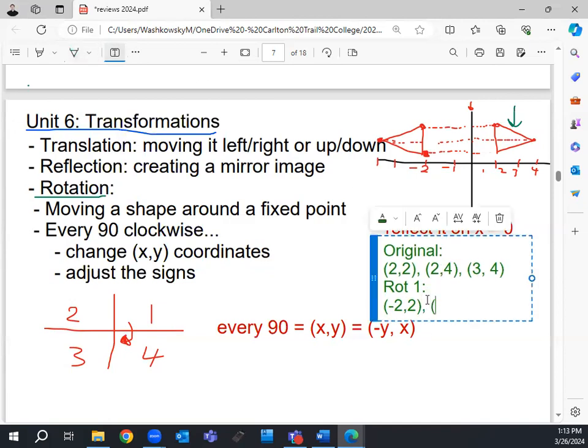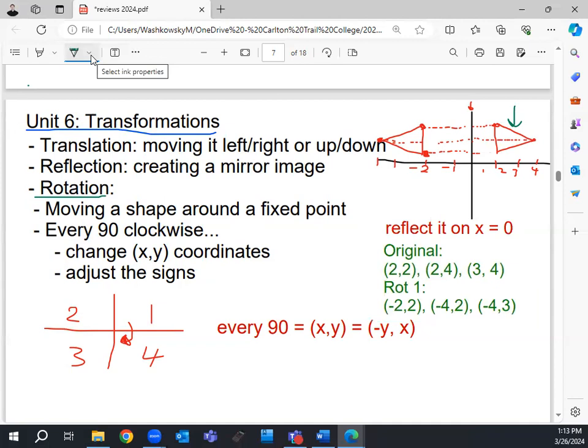This 2 and 4, however, as I rotate that, is going to turn into, first off, 4 and 2, but I apply that negative sign. This 3 and 4 is going to turn into 4 and 3, but then I apply that negative sign. So now I have my new coordinates. Now I'm able to do it. I recommend this approach. Don't try and eyeball it.